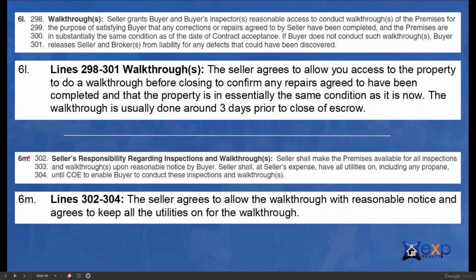Okay. 6M, seller's responsibilities regarding inspections and walkthroughs. The seller agrees to allow the walkthrough with reasonable notice and agrees to keep all the utilities on. Pretty simple, very straightforward.